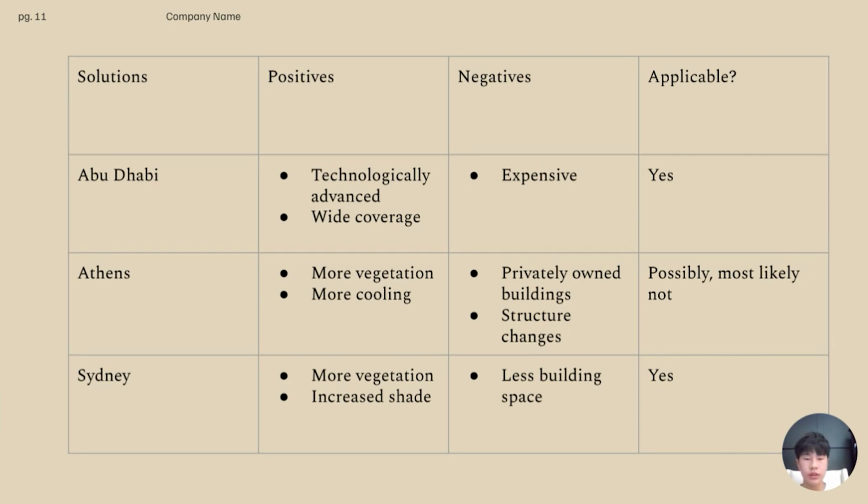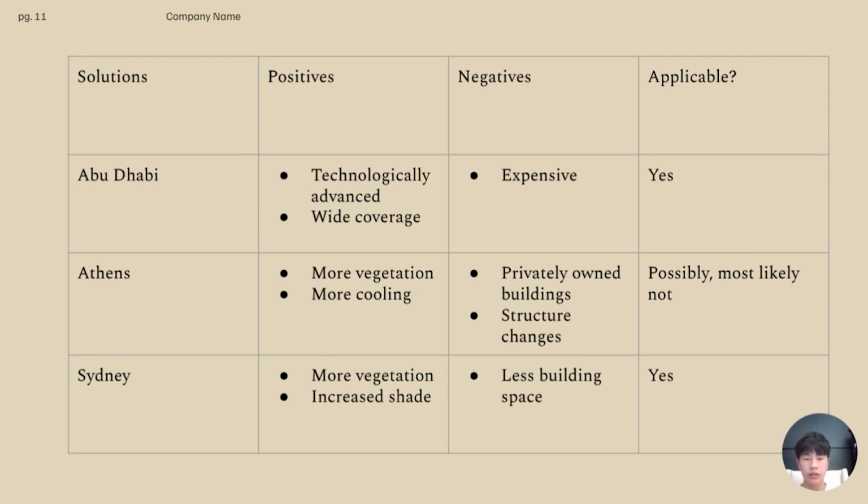Athens, positives are it gives more vegetation and more cooling to the city, but the negatives are that lots of buildings are privately owned, and the roofs of these buildings may require structure changes. So a city like San Jose would need the government to forcibly install these in buildings that might not want them. So I wouldn't say it's very applicable.